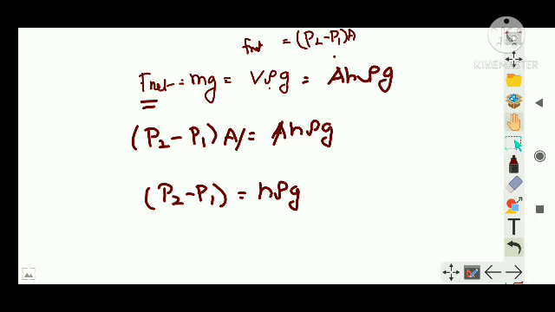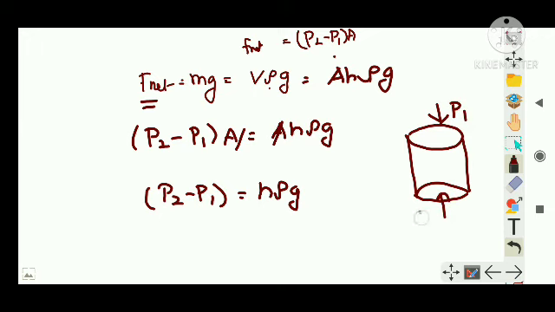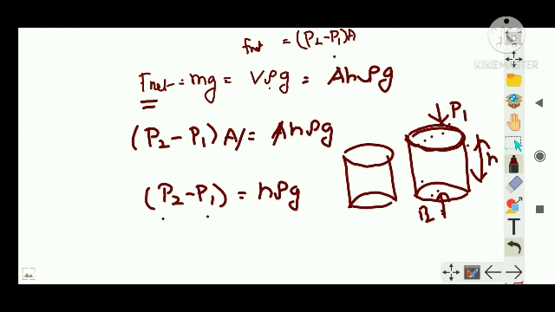That is the earlier diagram you had, this one, right? If you consider this condition, P1 is the pressure at the above surface and P2 is the pressure at the below surface. The pressure difference, P2 minus P1, is equal to the height of the liquid column, right? You can consider this cylinder as a liquid column itself, because it is occupying the area where there had been a liquid column, right? So P2 minus P1 is equal to h rho g.